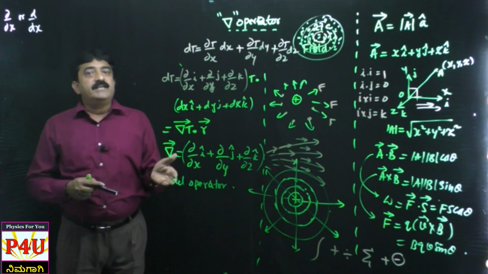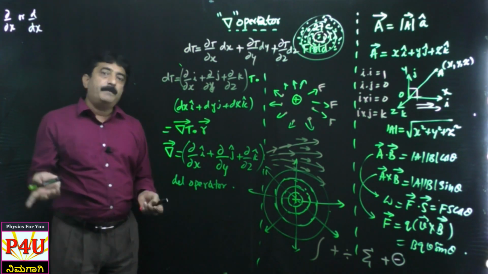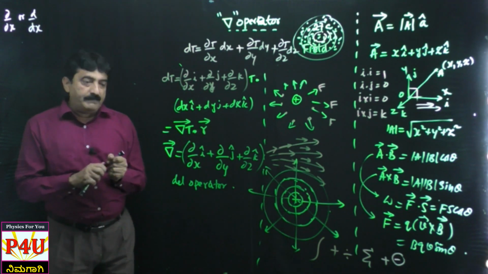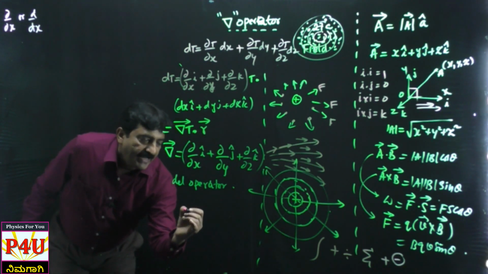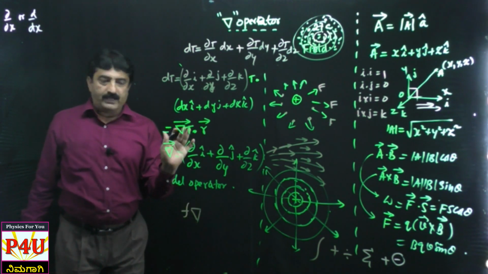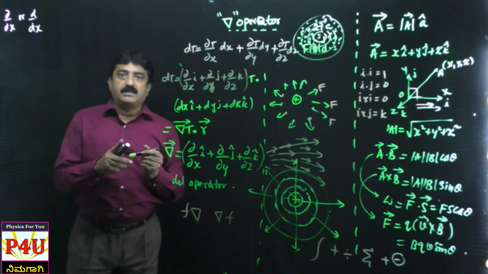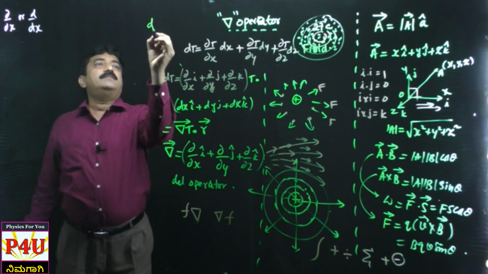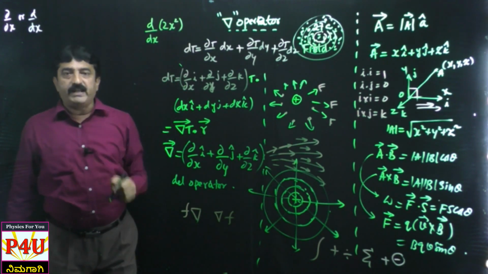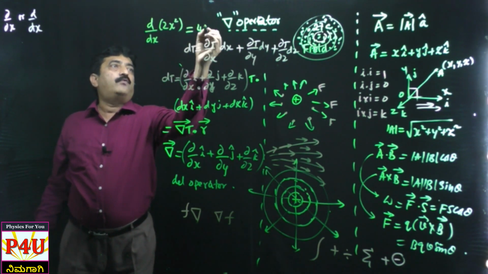Second, del is not operated by some parameters. Del cannot be operated by someone. It is going to operate on someone. That means, let us say I have some function multiplied by del, there is no meaning. Del operating on function, there is a meaning. I give you one example, like a differentiation d by dx of 2x square. This is meaningful. That means differentiate 2x square. Yes, we know it is nothing but 4x.